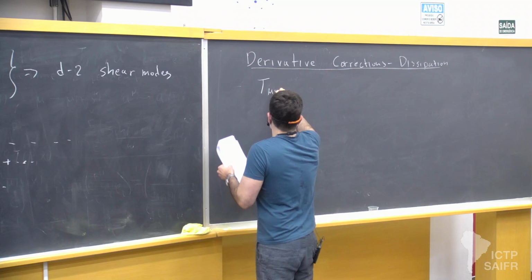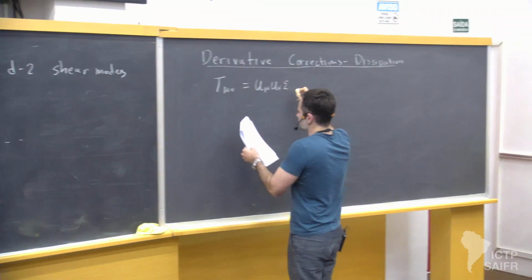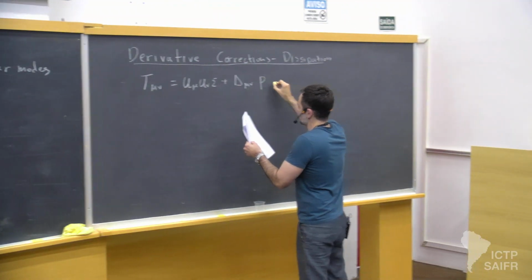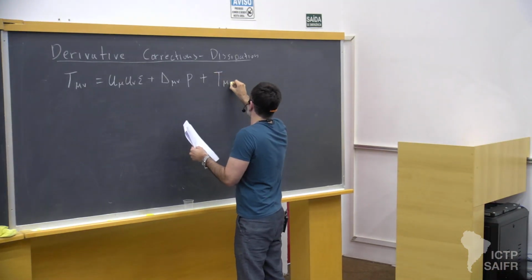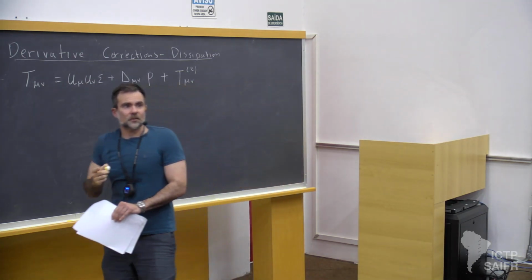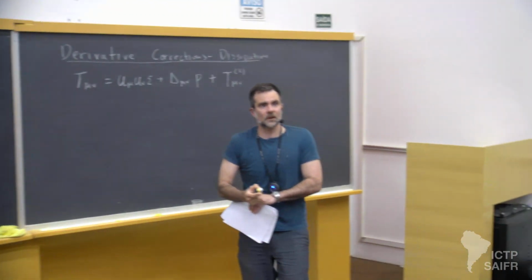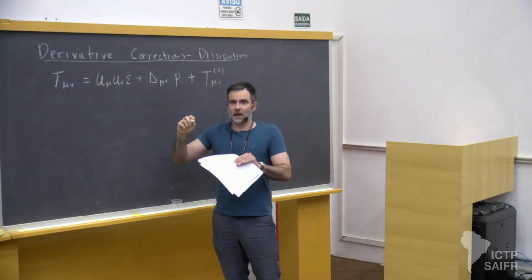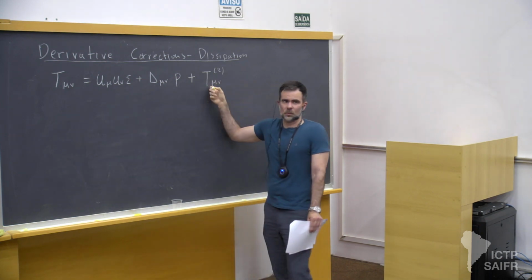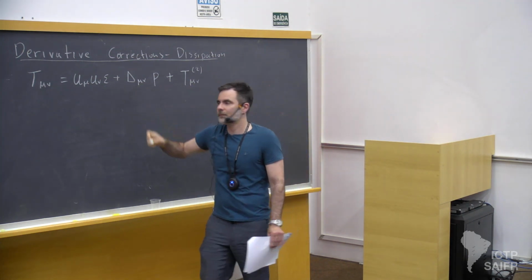So let me write again the first part that we wrote, the ideal part, plus a piece which can in principle contain derivatives of u, derivatives of T, and derivatives of mu. Okay? So when I am exactly at thermodynamic equilibrium, since it only contains derivatives, I know that this piece will go to 0. Okay? And I will get back my ideal fluid at equilibrium.